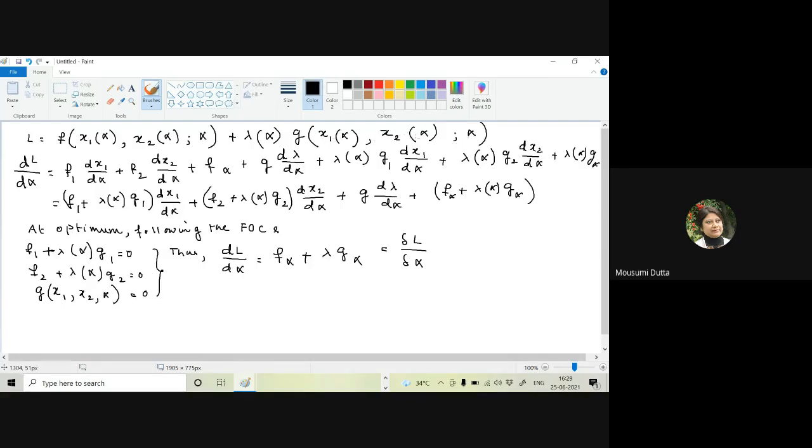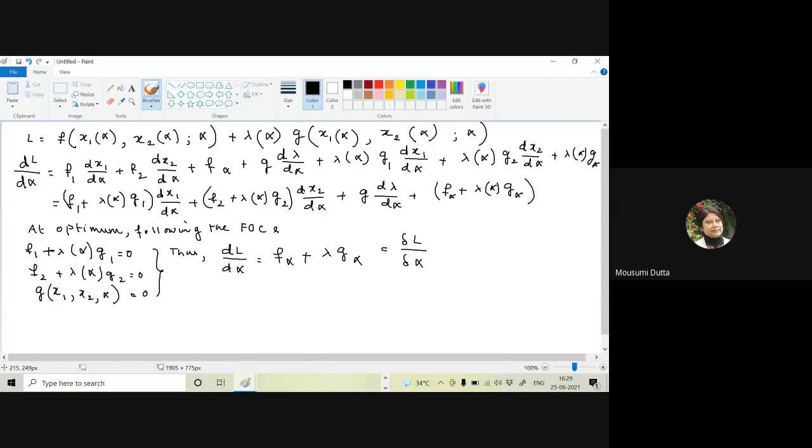So both x1 and x2 are functions of alpha. So we are writing the expression as f of x1, x2, alpha plus lambda g of x1, x2, alpha. So this is our Lagrangian expression in terms of the parameter of the model. So take the derivative of this L with respect to alpha. Slowly take the derivative, and please check whether you are getting the values which I got.